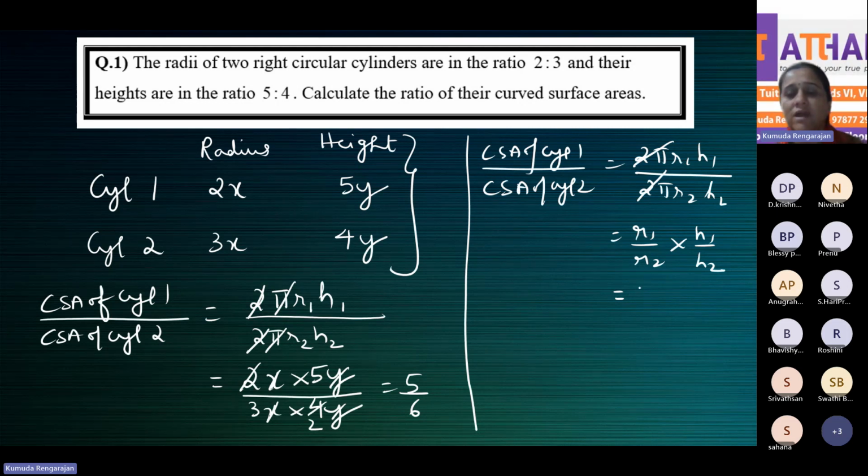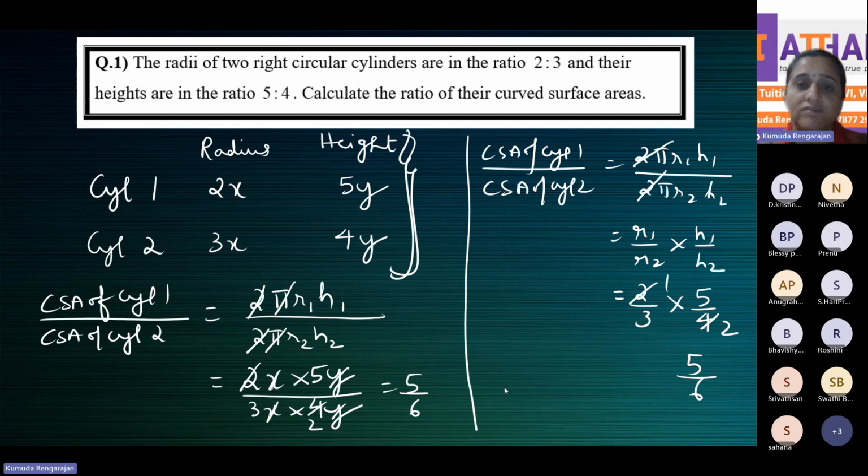So what is R1 by R2? 2 by 3, ratio of the radii, into H1 by H2, 5 by 4. So you can work it like this without these assumptions also. So 2 ones are 2, 2 twos are 4... so 5 by 6 is the required ratio. So the ratio of their curved surface areas is 5:6.